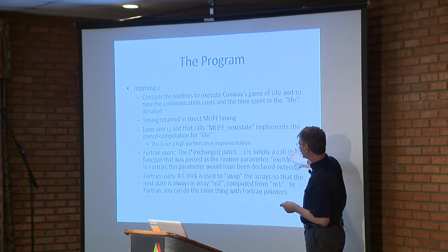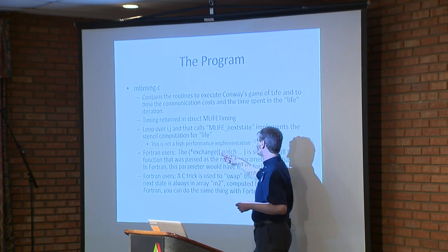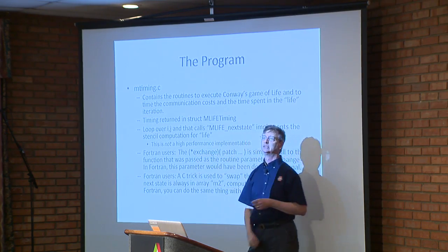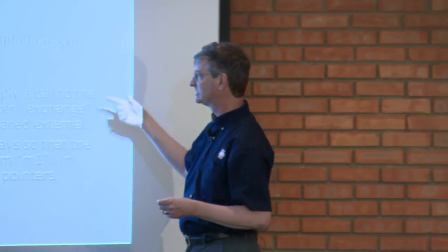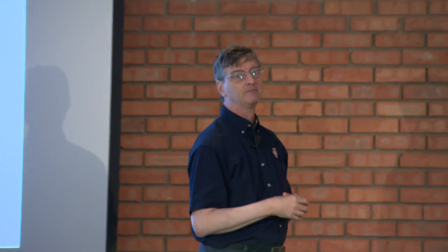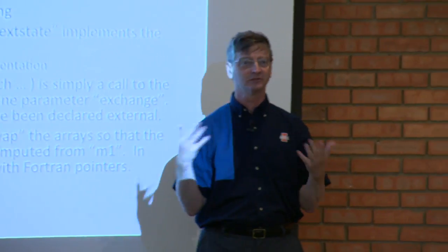For Fortran users looking at the C code, you may see weird things like this. This is just a way to call a function through a function pointer. In each of these cases, the functions that are needed for communication are passed to the routine. So it's 5 types of communication. Each of those communications has an initialization routine, a routine to do the exchange, and a routine to clean up. And those are invoked in the appropriate place. In C, we just swap the pointers to the arrays. That makes it really easy to write the code. So the next state is always an array M2 computed from M1, but the pointers are swapped.